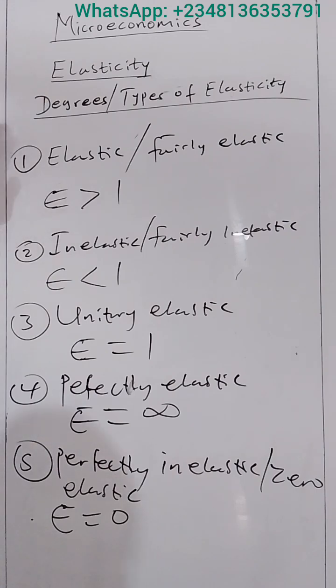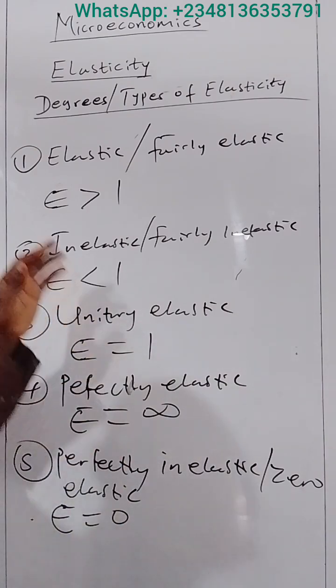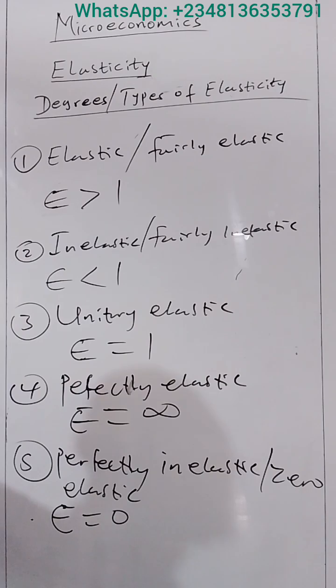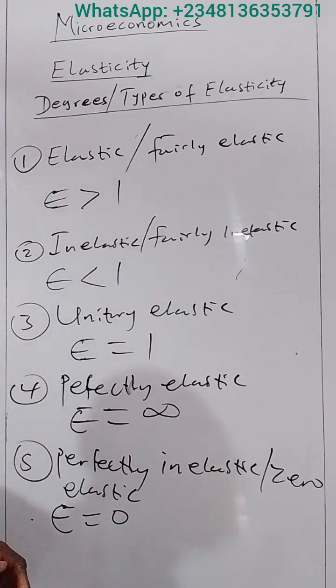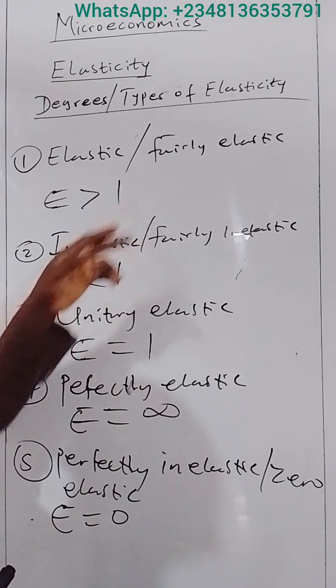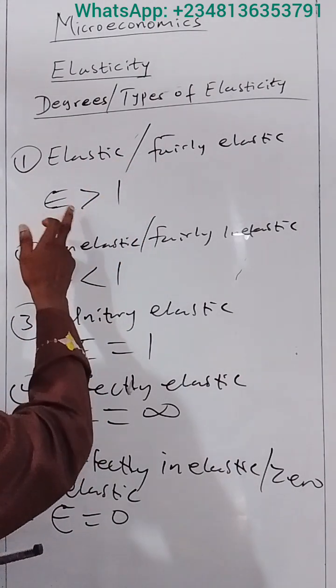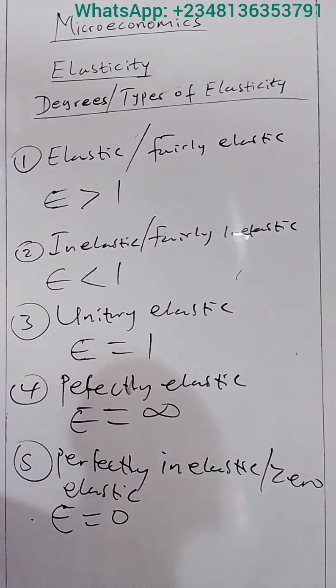So all these you have to master to be able to interpret the coefficient of elasticity perfectly. Wherever the value you get for your elasticity is greater than 1 and you are asked what type of elasticity this is, we say it is elastic demand or fairly elastic demand. Why? Because the coefficient of elasticity is greater than 1.